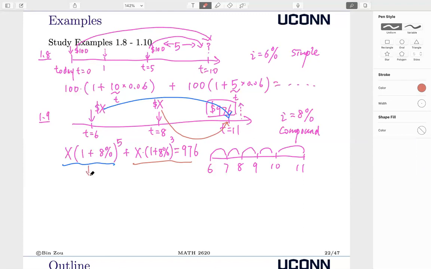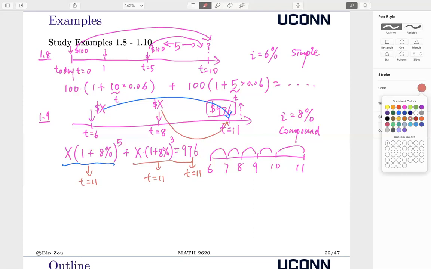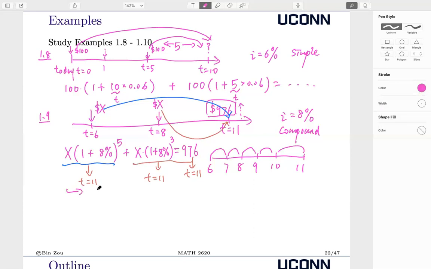So this goes to t equals 11. This goes to t equals 11. This is already at 11, because that's what the question tells us: at the end of 11 years, the amount is 976. Now all 3 of them are at t equals 11, so we can do basic addition and subtraction, because they are at the same time. That's the key point. So you should be able to solve this and get the result.